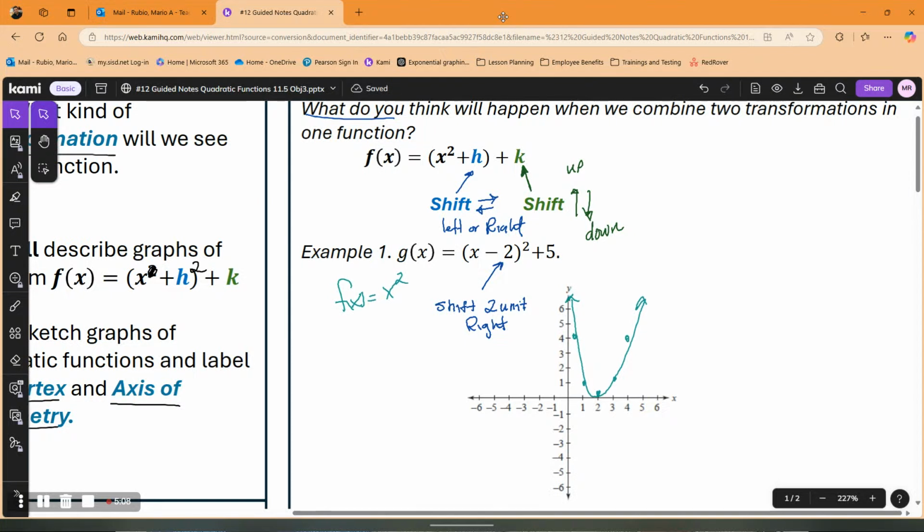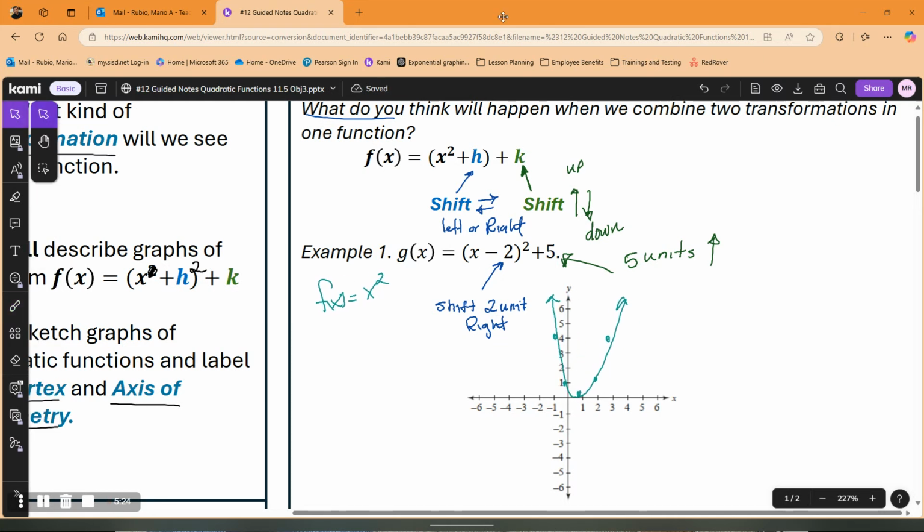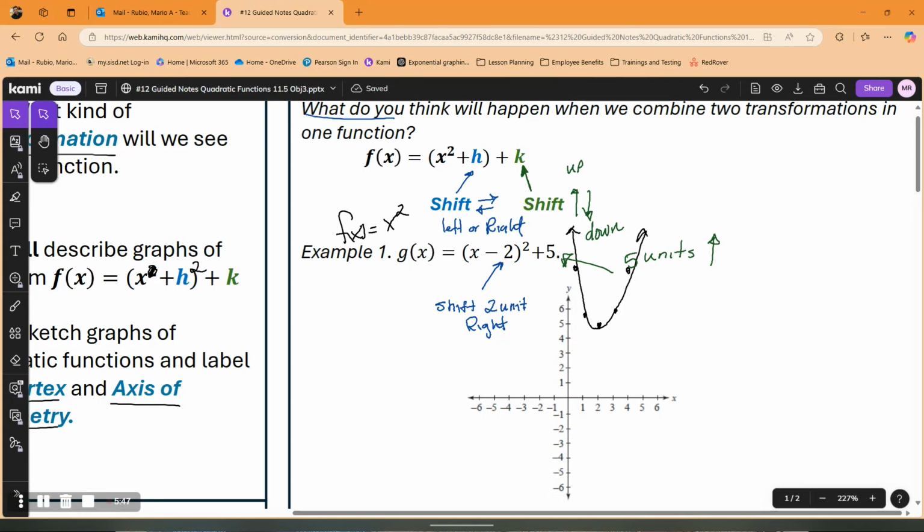1, 2. But you also have this 5 out here. And we know that that number makes you go 5 units upward. So in addition to moving from here to the right 2 places, we're going to go up 5. 1, 2, 3, 4, 5. Okay. And that's it. So every point on this parabola shifted to the right 2 units and up 5 units. And that's it. Okay.